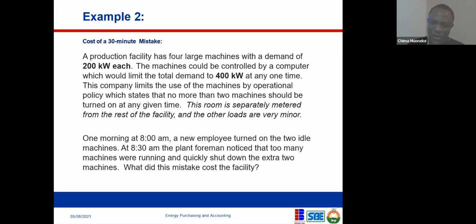What did this mistake cost this facility? Now, this is a typical certified energy managers exam question. That's where I got this from. They want to know what is the cost of this mistake to this company. What mistake is that? The running of 2 machines for 30 minutes, because he started these machines by 8 o'clock and by 8:30 they were turned off. So what is the extra cost of running an additional 400 kilowatts for 30 minutes? That is what this question is asking us.